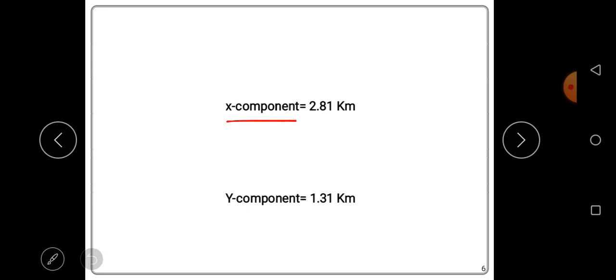So the x component of the vector is 2.81 kilometers, and the y component of the vector is 1.31 kilometers. At this point, we are done with the question.